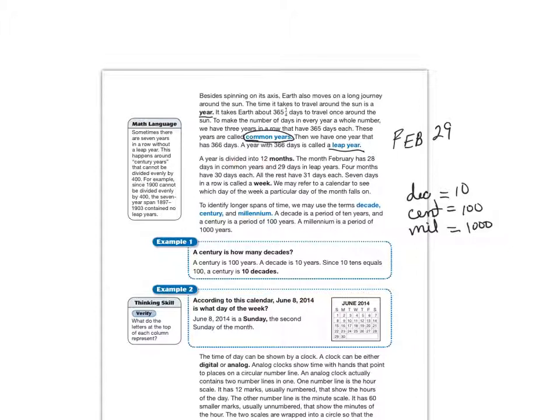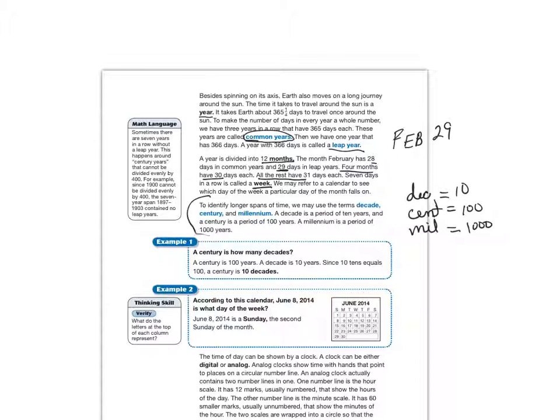All right, a year is divided into 12 months, and the month February has 28 days, and that's where we add the 29th day to make it a leap year. And this is interesting. 4 months have 30 days, and all the rest have 31 days in them. There are 7 days in a week.